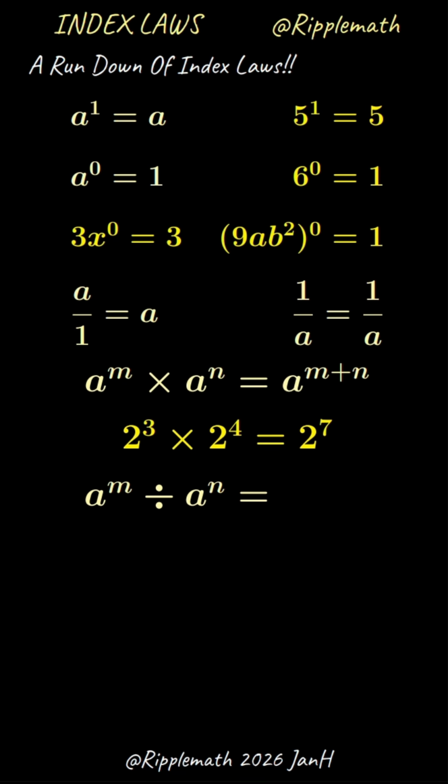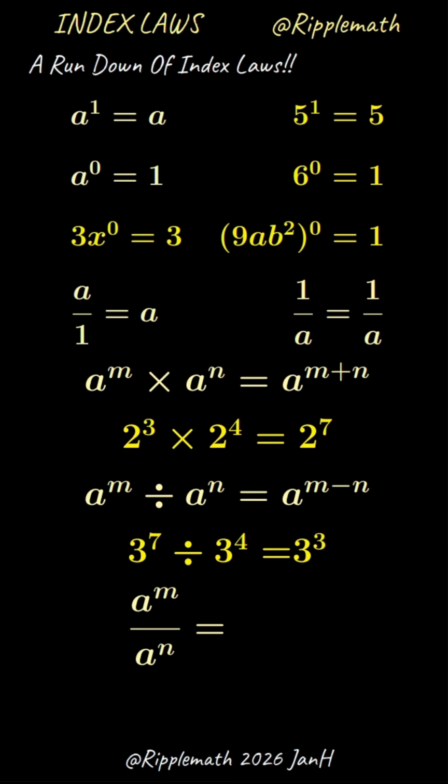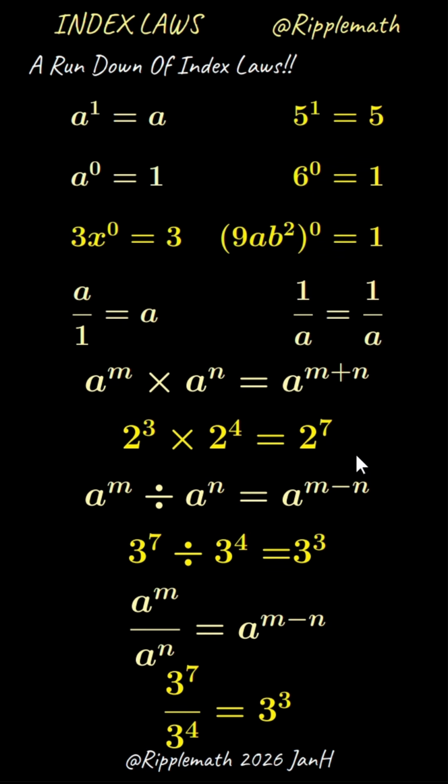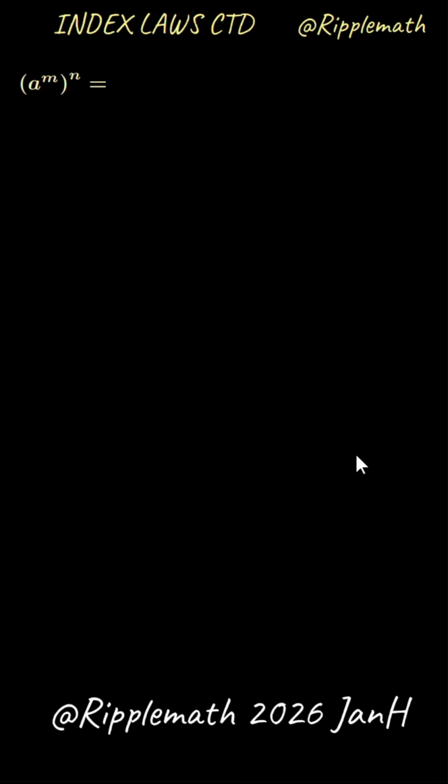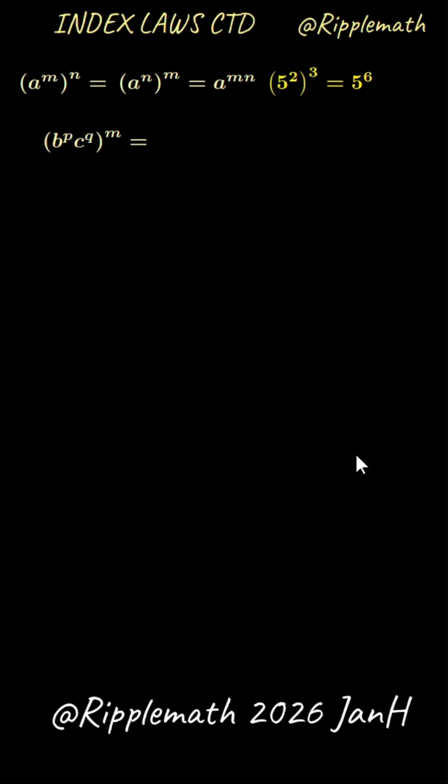A to the m divided by A to the n, you subtract the indexes. And that's 3 to the 7 divided by 3 to the 4 equals 3 cubed. A to the m over A to the n, that is the same as this one. That's still the same. Let's divide. All right. A to the m all to the n is A to the n all to the m. You can swap the n and the m and you just multiply them. So 5 squared all cubed is equal to 5 to the 6. 2 times 3 is 6.